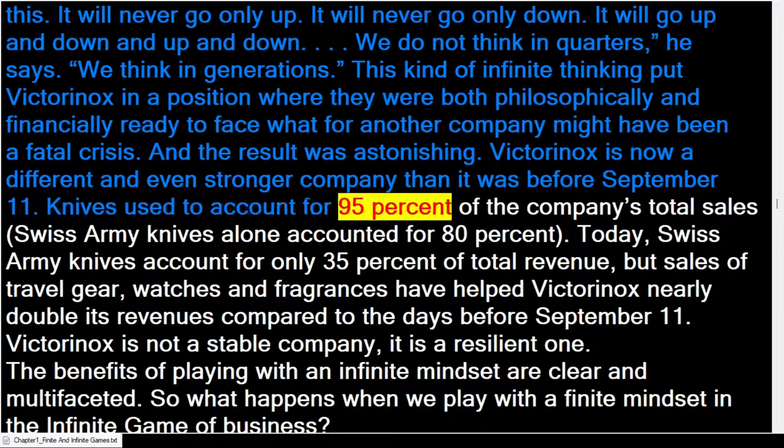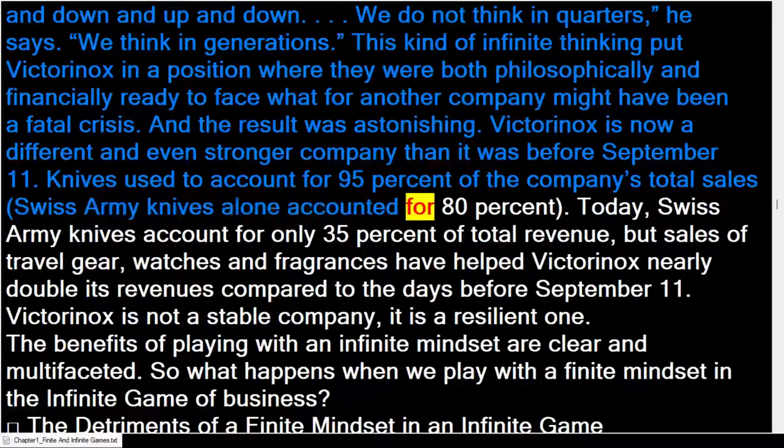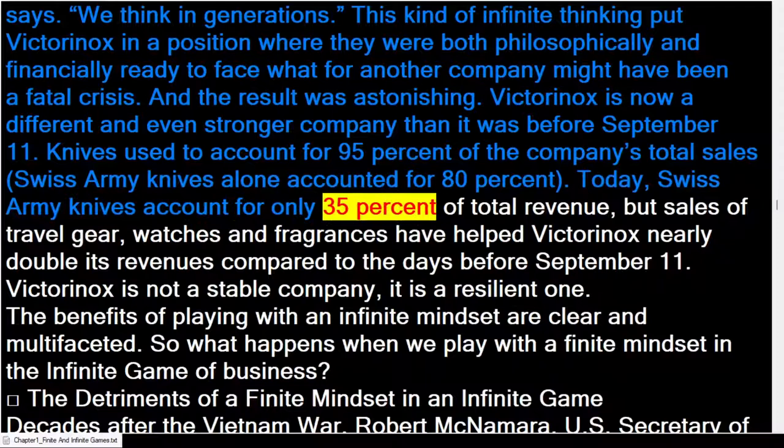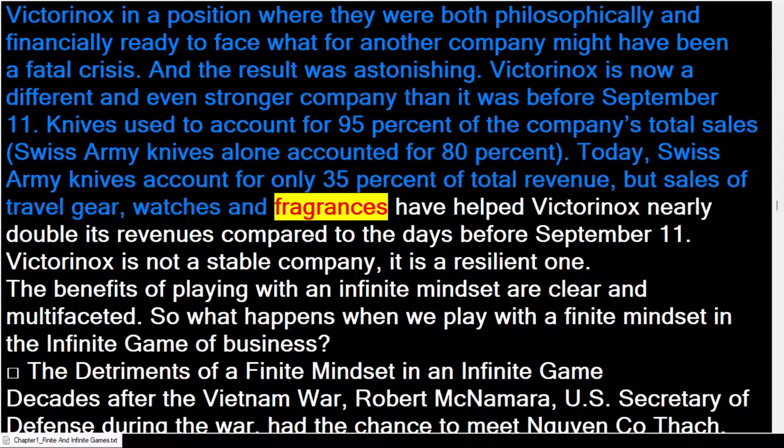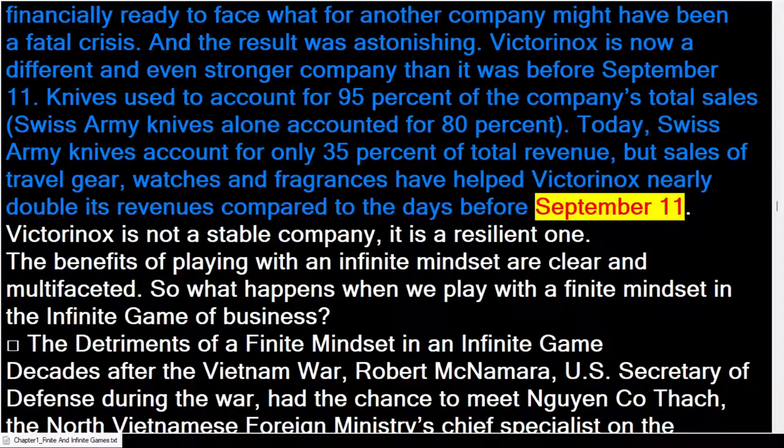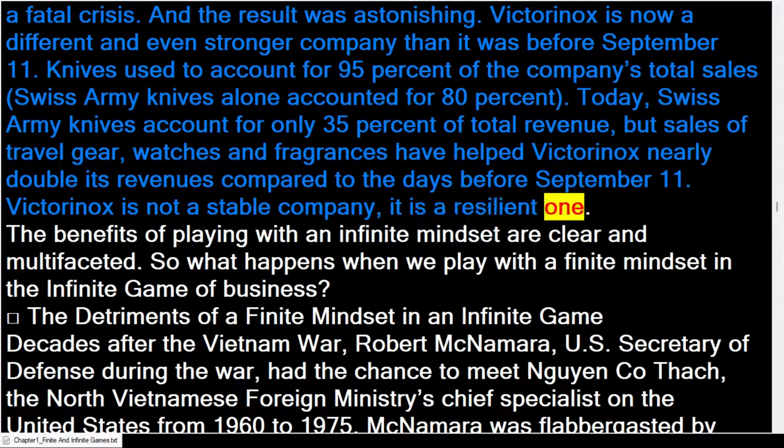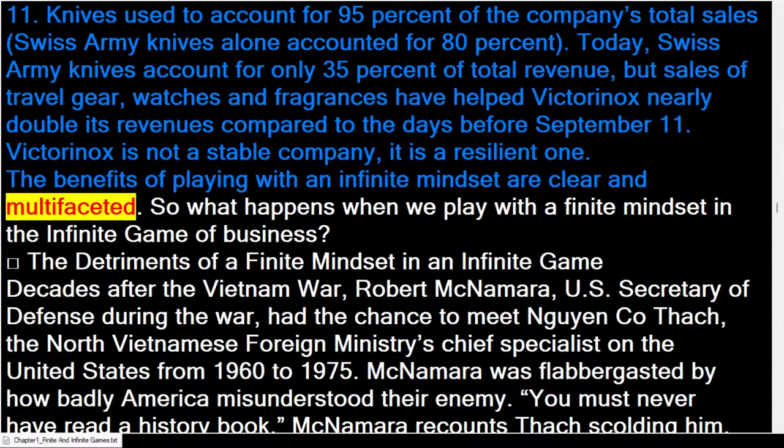Knives used to account for 95% of the company's total sales. Swiss Army knives alone accounted for 80%. Today, Swiss Army knives account for only 35% of total revenue, but sales of travel gear, watches, and fragrances have helped Victorinox nearly double its revenues compared to the days before September 11. Victorinox is not a stable company, it is a resilient one. The benefits of playing with an infinite mindset are clear and multifaceted.